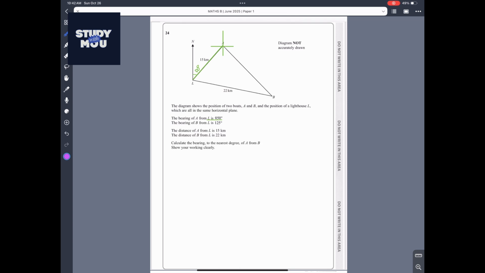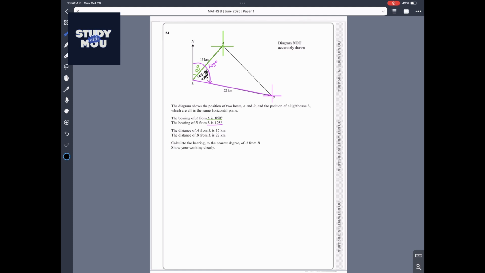Let me take a purple color. Okay, so again this line, to make it straight. We know L is 125 degrees. So similarly, if we deduct 125 minus 50 degrees, this will be 75 degrees. This is one thing.